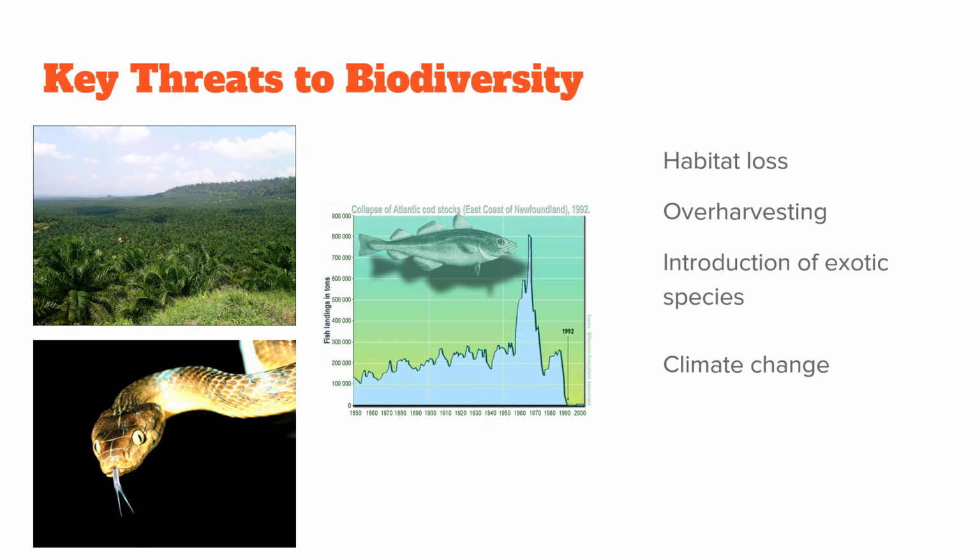Scientists group the main threats into four categories: habitat loss, overharvesting, exotic species introductions, and increasingly climate change. Each of these factors can cause extinctions on its own, but together they amplify one another's impacts. We'll examine each threat in more detail on the next few slides.